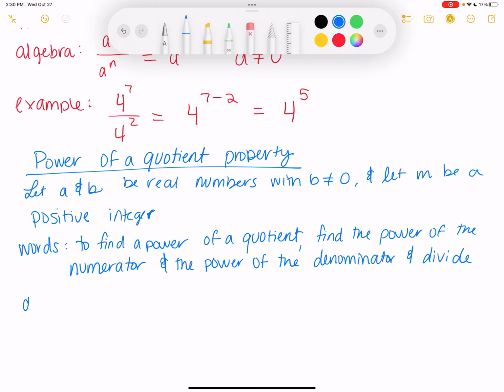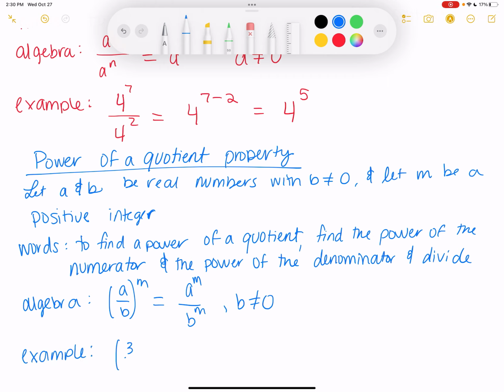So this would look like A divided by B all raised to the m would be equal to A to the m over B to the m, assuming B is not equal to 0. And an example would be 3 over 2 raised to the 7 would be 3 to the 7th over 2 to the 7th.